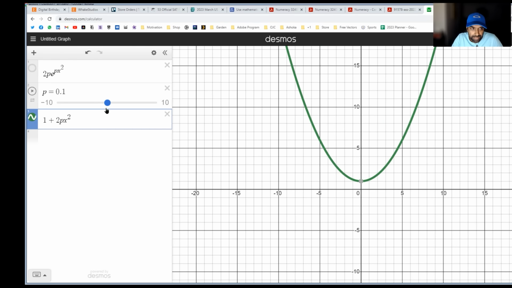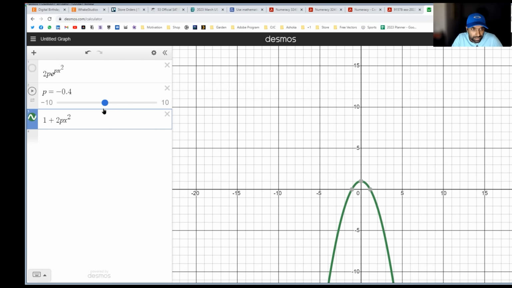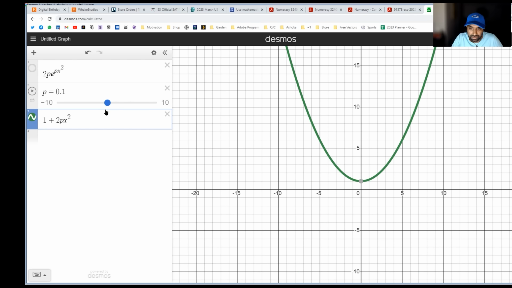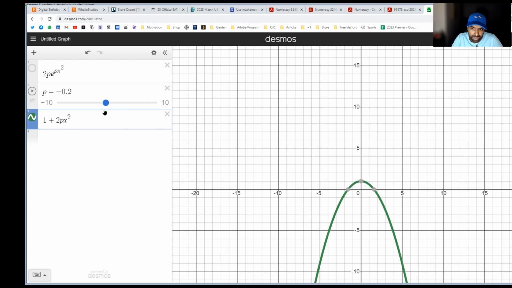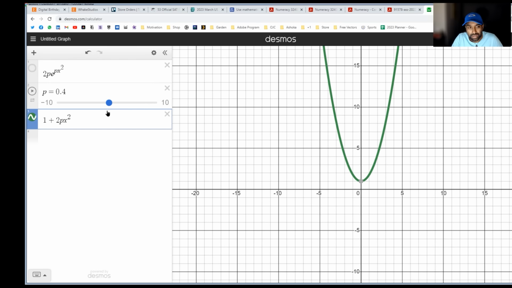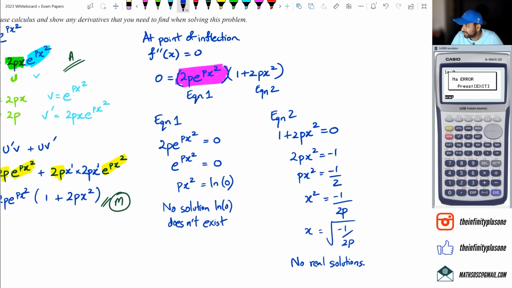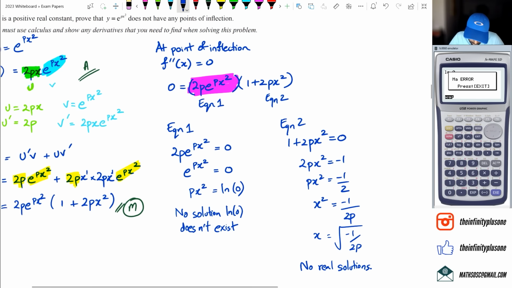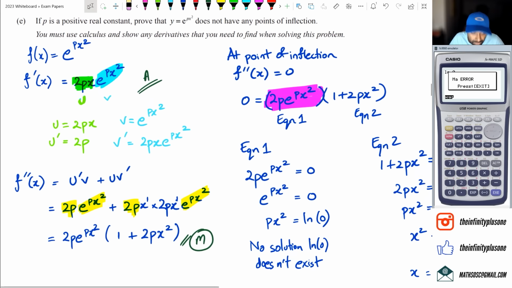It's only when it hits 0, or actually negative 1, that it's going to go below. Anything below a negative number, it'll eventually hit it. But if it's positive, it doesn't hit y equals 0. So what we've proven is that because both equations can't equal 0, the original question doesn't have any points of inflection.